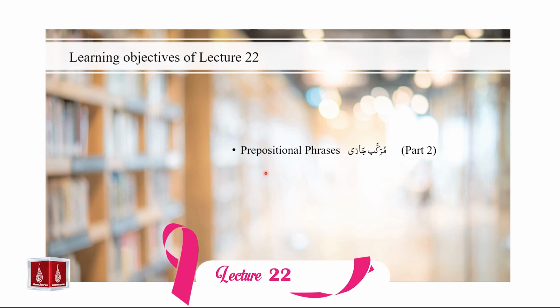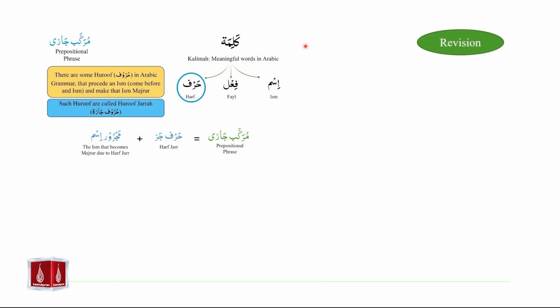In this lecture, we will continue the study of prepositional phrases or murakkab-e-jari. Let us revise what we studied about murakkab-e-jari in the first part. Kalima is a meaningful word in Arabic, and a kalima will either be ism, fail, or harf. We started our study of harf, which brings us to murakkab-e-jari or prepositional phrase.